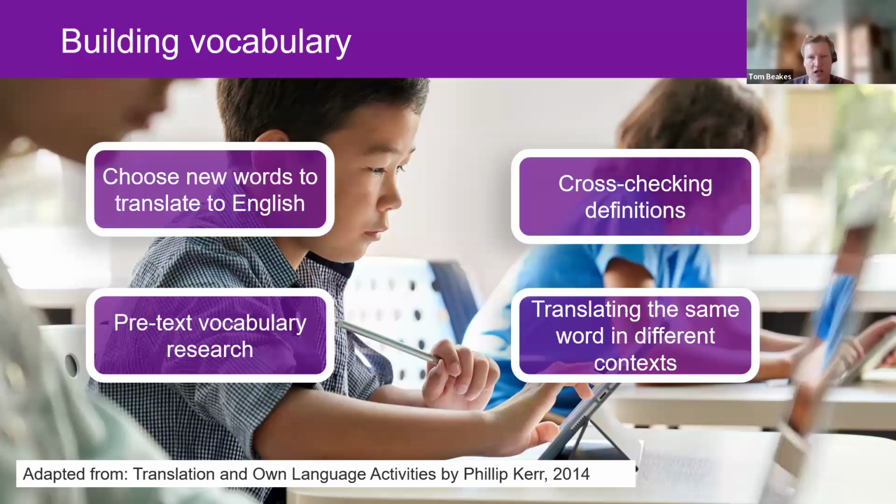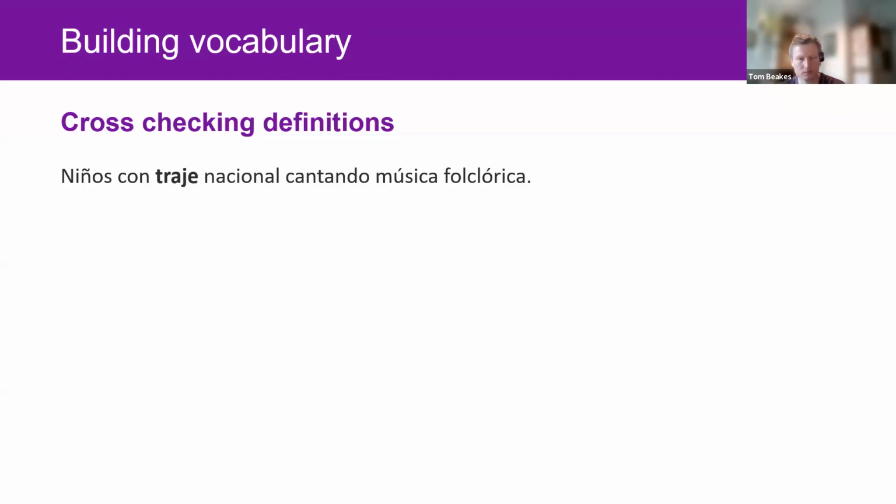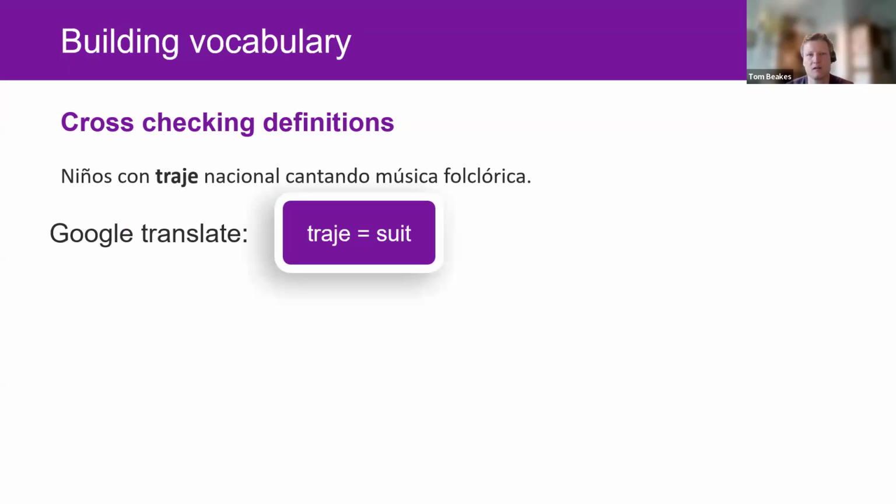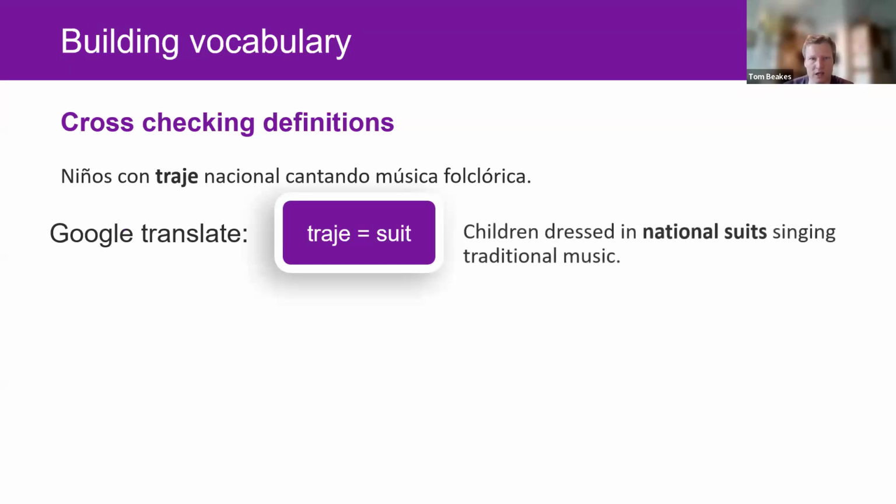So cross-checking definitions is simply using a dictionary to check if they've got the right translation. So doing more than one vocabulary check. What I mean by that is, let's say we've got a sentence. So our student, I'm using Spanish again because it's a language I've got a little bit of familiarity with. This student is a Spanish speaker. They have this sentence in their head and they want to translate it into English, but they don't know the word traje. So they do what we'd all probably do in that situation, go on Google Translate. Okay, traje means suit.